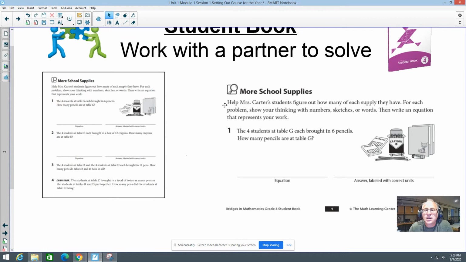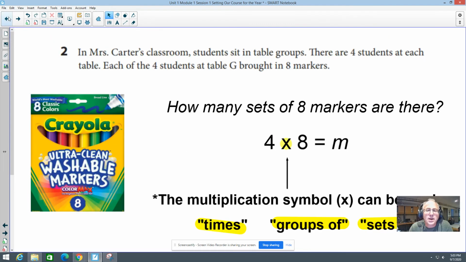So I'm just going to read it again. Help Mrs. Carter figure out how many of each supply they have. Again, this is the same thing with pictures, words, and numbers, or numbers, sketches, words, whatever they want to say. Okay, number 1 says, the 4 students at table G each brought in 6 pencils. How many pencils did they have? Okay, so again, I like pictures. I would probably first draw the 4 kids, put 6 in each, and then try to figure it out that way. You can try, again, different ways of solving it.